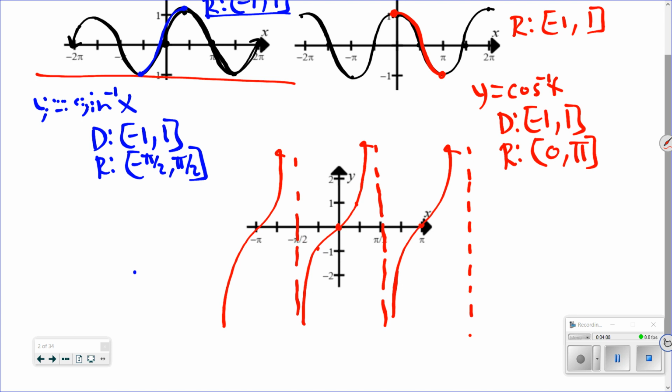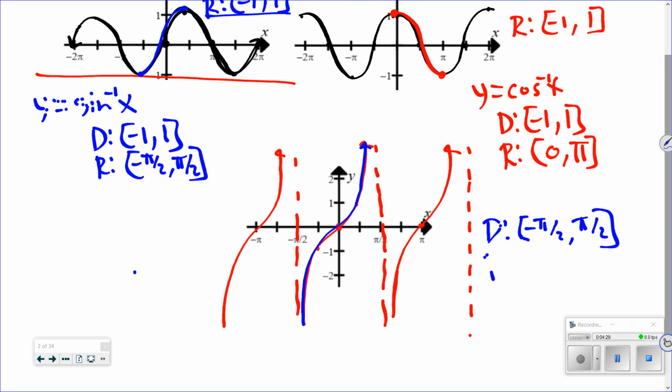So if you look at it, it's not 1-to-1 either. So what we do is the same thing as up above: I'm going to restrict it to go from negative pi over 2 to positive pi over 2. We're just going to look at that part right there. So the domain would go from negative pi over 2 to pi over 2. If I do that, now it's a 1-to-1 function. Now it passes the horizontal line test.